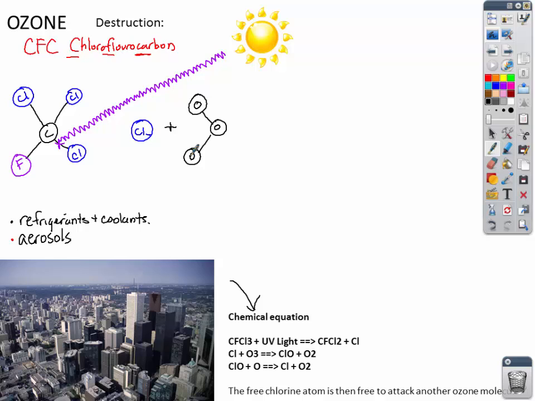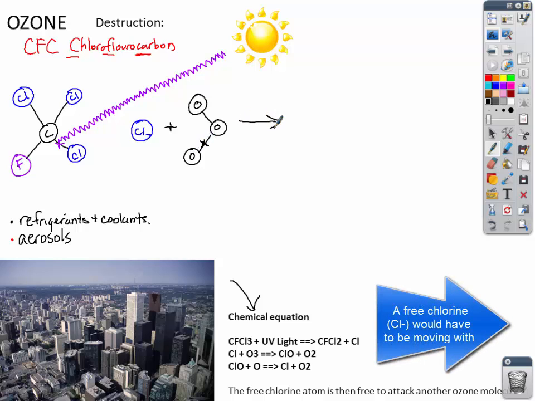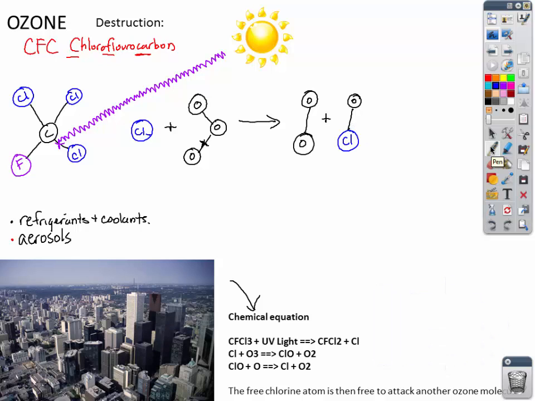That chlorine is very reactive, and what it's going to do is break the bond of the ozone molecule, literally breaking up the ozone. Now you have a chlorine-oxygen bond, and that chlorine-oxygen bond is chlorine monoxide. That doesn't last too long, because that chlorine monoxide is susceptible to bumping into another oxygen.